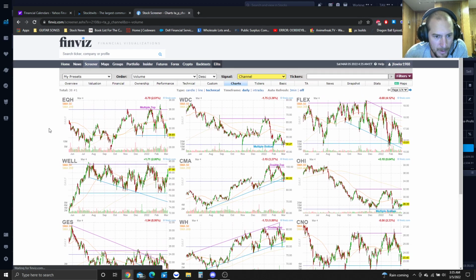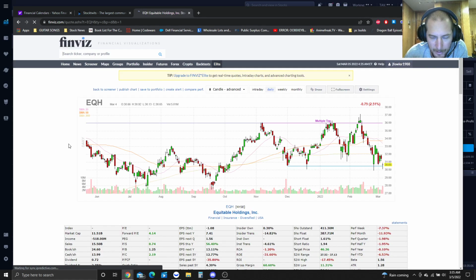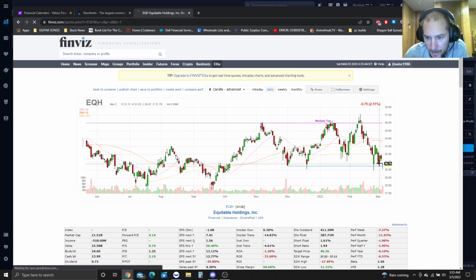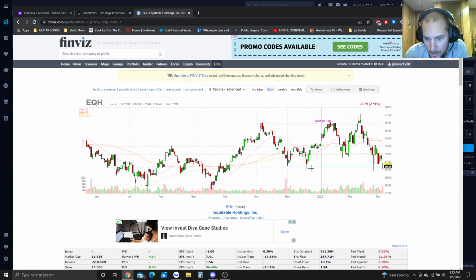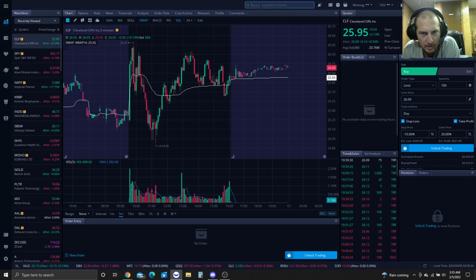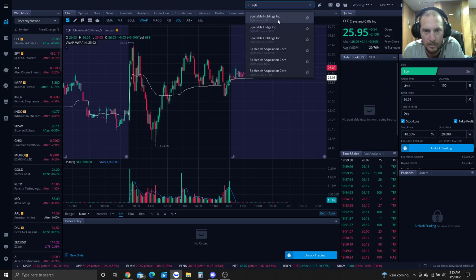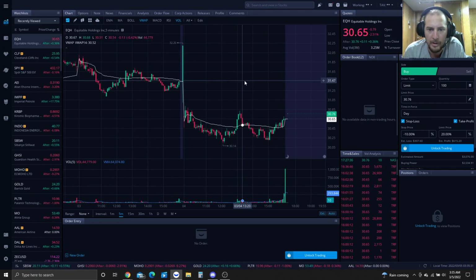Right, so here we go. EQH already looks good. We have bottom register of a channel that we've been in for a long time. 1, 2, 3, 4 touches. If this respects this, it could be a good candidate for a swing trade or a day trade even. You could probably get a decent trade off of this. Let's just see what our ATR is. EQH. We'll add that to the list.